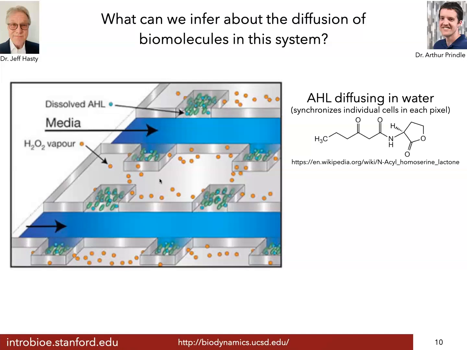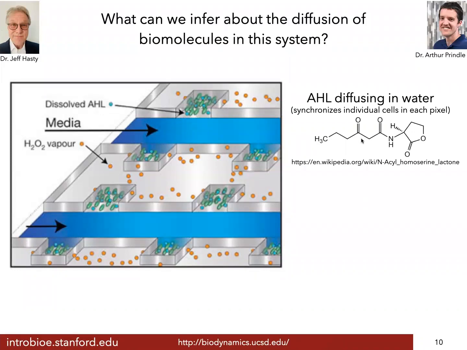So that's AHL, and you can learn more about it on Wikipedia, the link here. And this is what the chemical structure looks like. It's got a carbon ring, and then a nitrogen, and then 1, 2, 3, 4, 5, 6 more carbons. So you get a sense of it. It's about a 20 atom molecule.